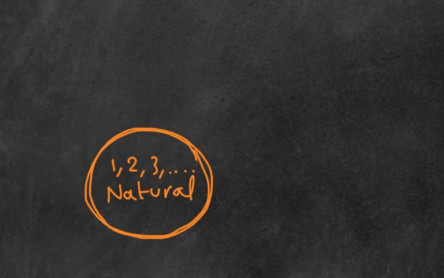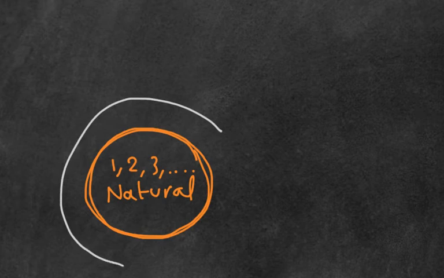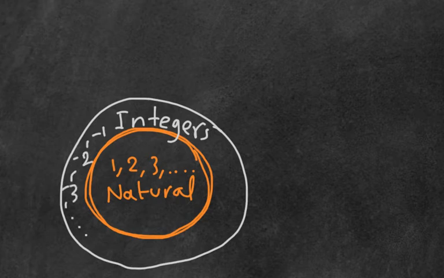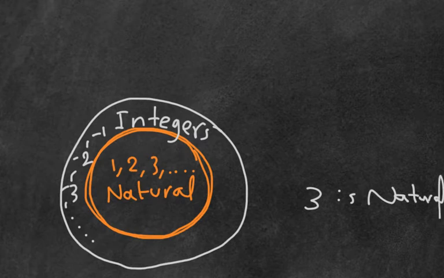Natural numbers are a subset of integers. Integers are the natural numbers with 0 and the negatives: -1, -2, -3, and so on. So the integers are the natural numbers with the negatives. That means we can say 3 is natural, and it's an integer also.